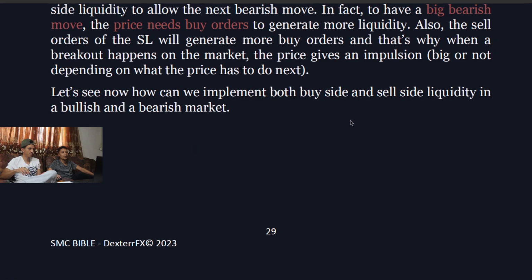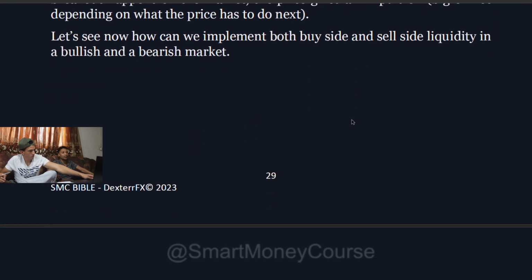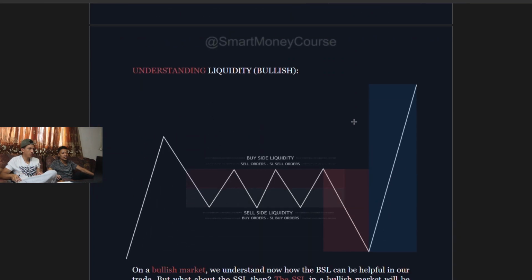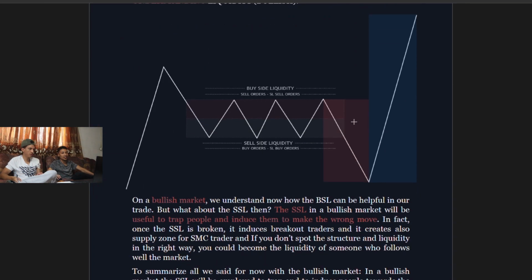Let's see how to implement both liquidity in a bullish market. Just zoom out a little bit. Okay, here we go. Understanding liquidity bullish. So this is what we kind of just saw now.